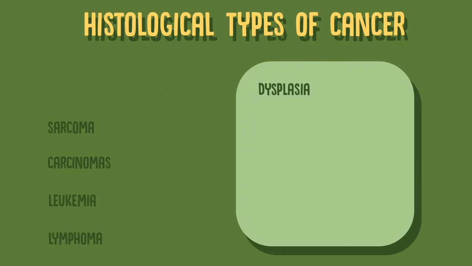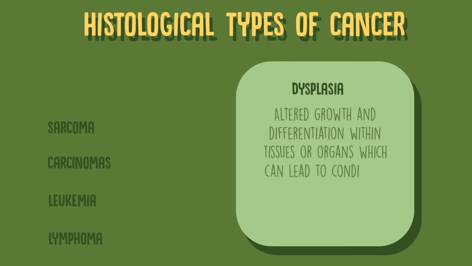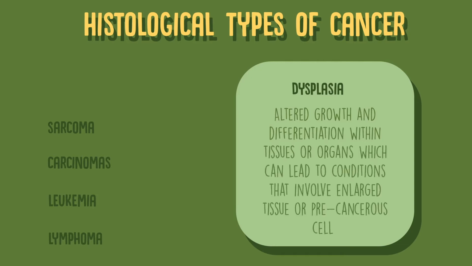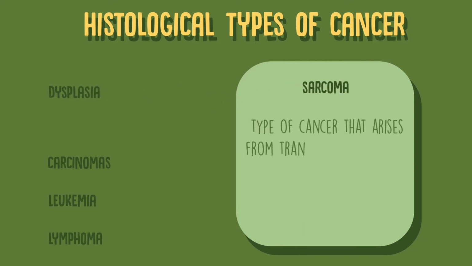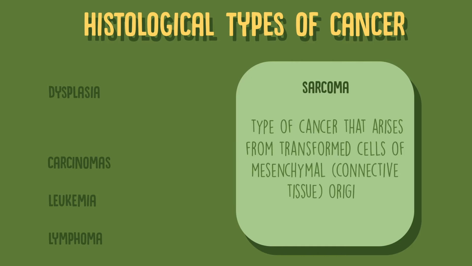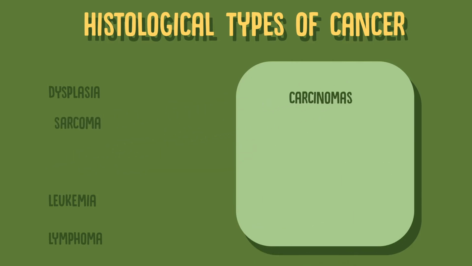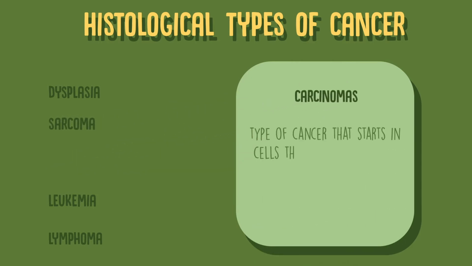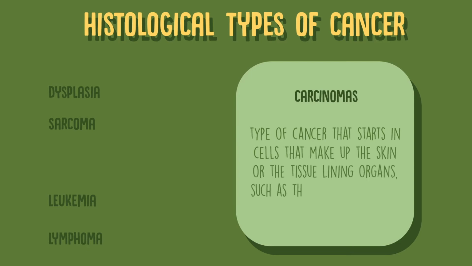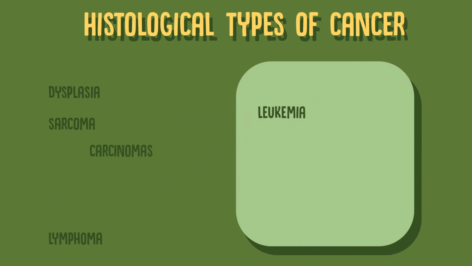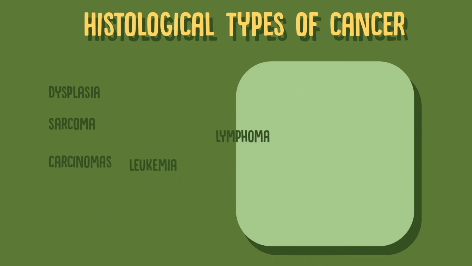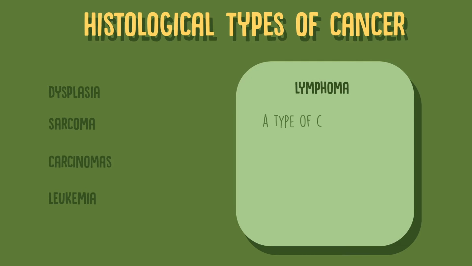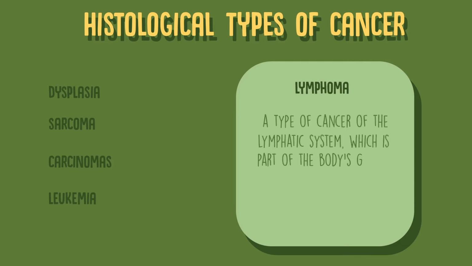Dysplasia is altered growth and differentiation within tissues or organs, which can lead to conditions that involve enlarged tissues or precancerous cells. Sarcomas are tumors in the connective tissues. Carcinomas are cancers of the epithelial tissues. Leukemia, cancers of the hematopoietic tissue. Lymphoma are solid overgrowths of lymphocytes that are accompanied by malignant cells.